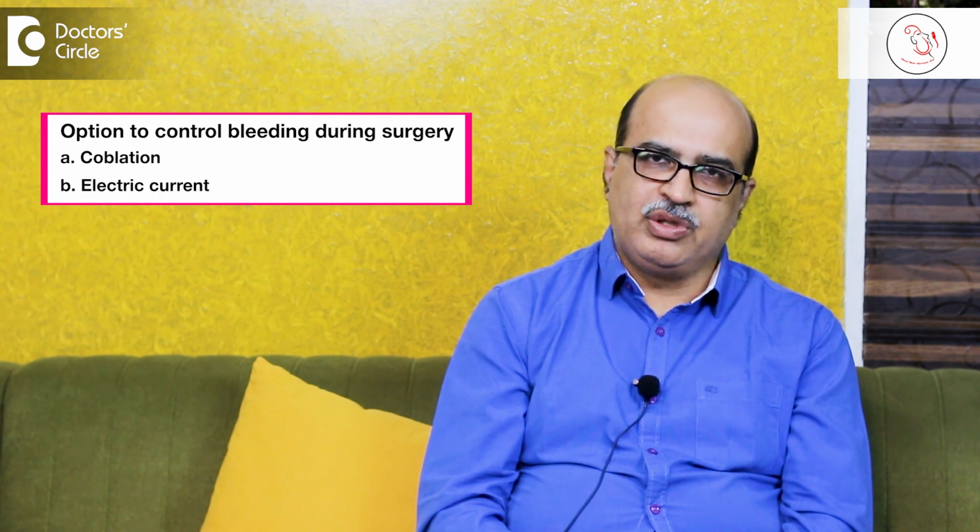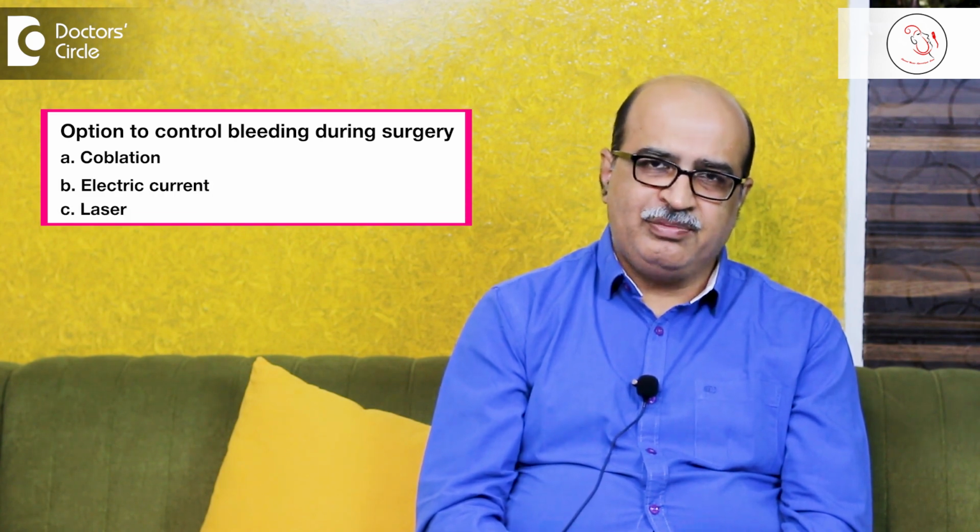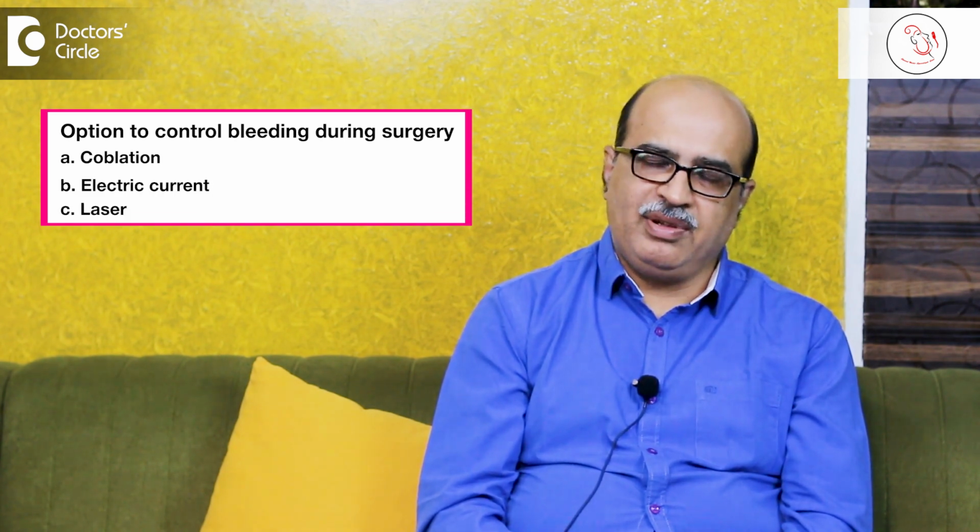Now, how do we control all this? During surgery, we use equipment with which we can reduce the amount of bleeding. We have some newer gadgets like coblation. We use electric current. We also can use laser. So, multiple such options are available for control of bleeding during surgery.